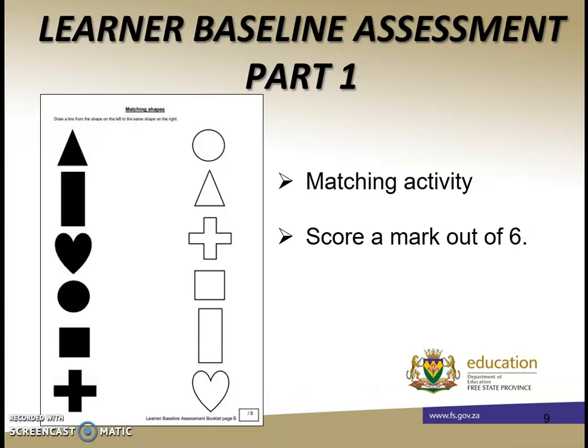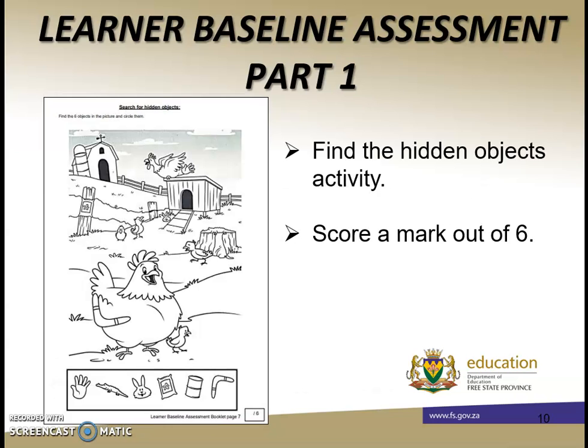Matching of shapes. The learner will be asked to draw a line from the left to the right to match the shapes that look identical. A score out of 6 is given. Searching for hidden objects. The learner will be asked to find 6 objects in the picture of things that they can see in the block below. A score out of 6 is given for this activity.